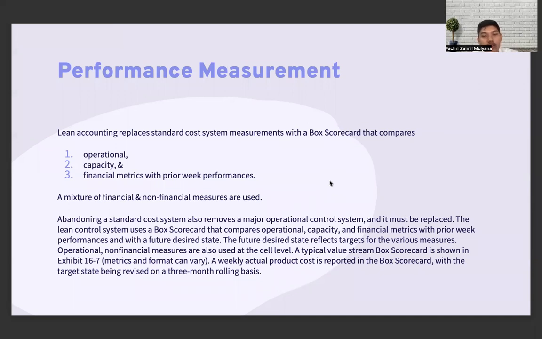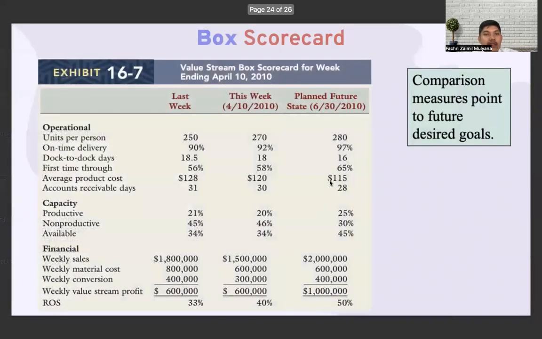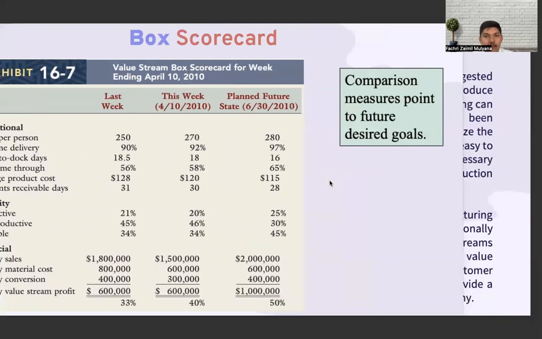Non-financial measures are also used at the sales level. A typical value stream box scorecard is shown in Exhibit 16.7. Metrics and format can vary. Weekly actual product cost is reported in a box scorecard with the target state being reviewed on a three-month rolling basis. We can see this in Exhibit 16.7. The box scorecard compares last week and this week, and the plan and future comparison measures point to future desired goals.